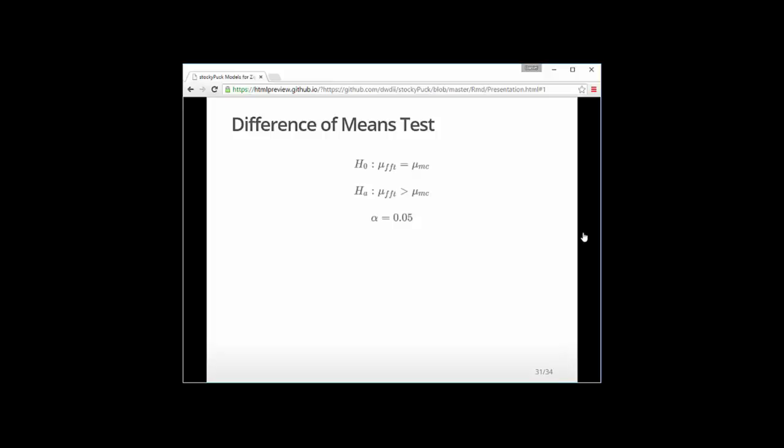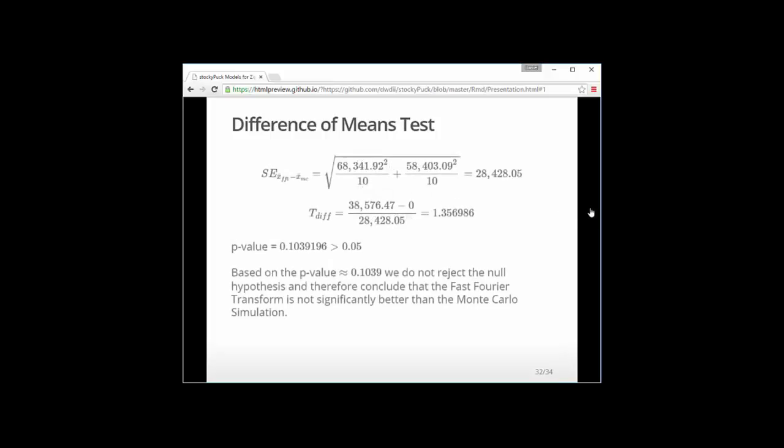Our last hypothesis test was a difference of means test. We wanted to see if there was a significant difference between the results of the two models. Specifically, was the Fourier transform doing better than the Monte Carlo simulation? A bit surprisingly, we found the t-score was 1.35 with a p-value of approximately 0.10. Basically, the Fourier transform was not significantly better than the Monte Carlo simulation, and we did not reject the null hypothesis.